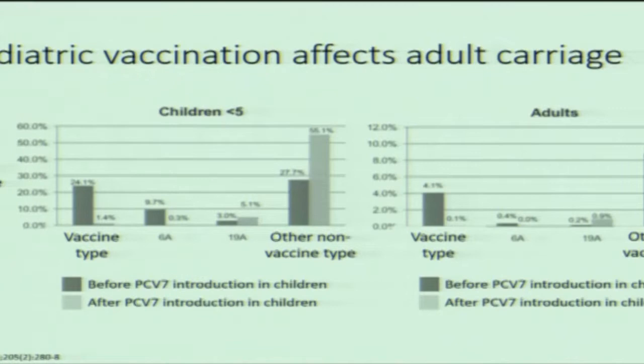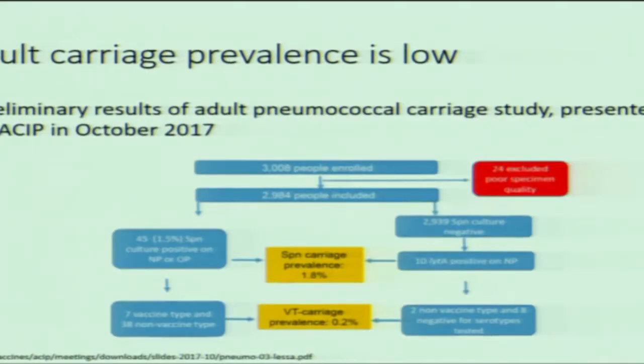But this is relevant because if we've been vaccinating children with PCV13 for several years, it's quite possible that the carriage in children and adults is now of non-vaccine serotype, so giving adults PCV13 vaccine may not provide that much additional benefit. So the CDC led an adult pneumococcal carriage study, and some of the results of that study were presented at the ACIP meeting a year ago. And this is one of the figures from that presentation.